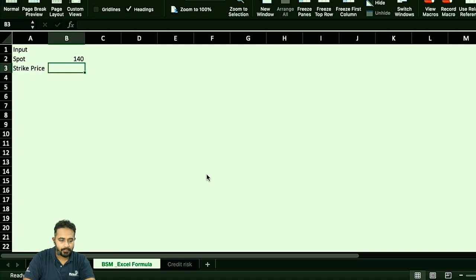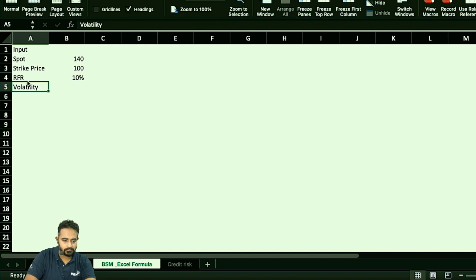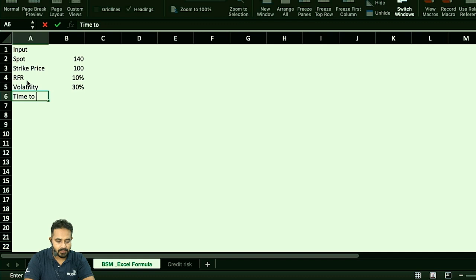In this example, that was 100. Am I getting the numbers correct? Spot price 140, strike 100. Then we will need the annualized risk-free rate of return, 10%. We will need annualized volatility or sigma. In this example, that was 30%. And time to expiry. In this example, that was 0.5, right?